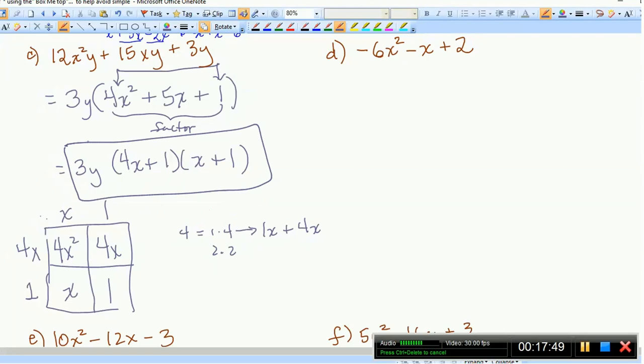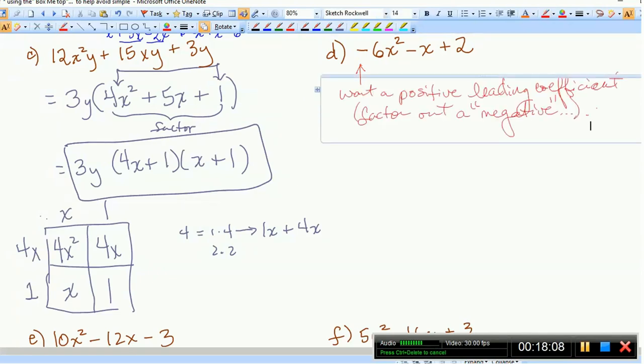All right, let's go to part D. So for D, we have a negative leading coefficient, right? We prefer a positive leading coefficient. So what we're going to do is factor out a negative, or take the opposite of everything. Really what you're doing is factoring out a negative 1, but we don't write that 1.